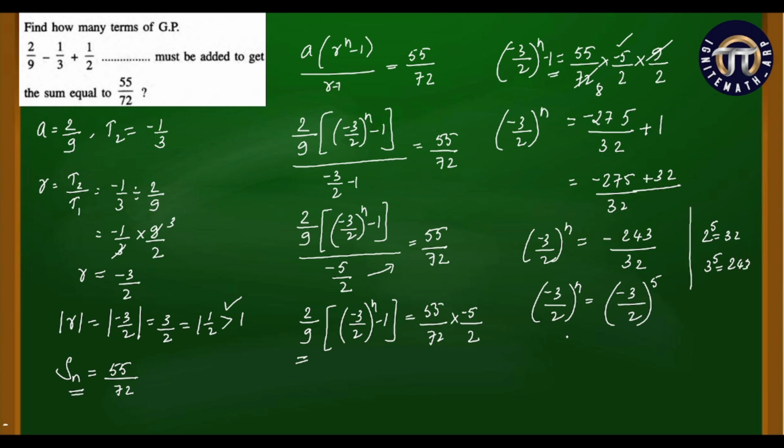So I can write this one. Since the bases are equal, I can equate the powers. So n is equal to 5. Clear, children? So I can say required number of terms is equal to 5. I hope this is clear. So now let's move to the next question.